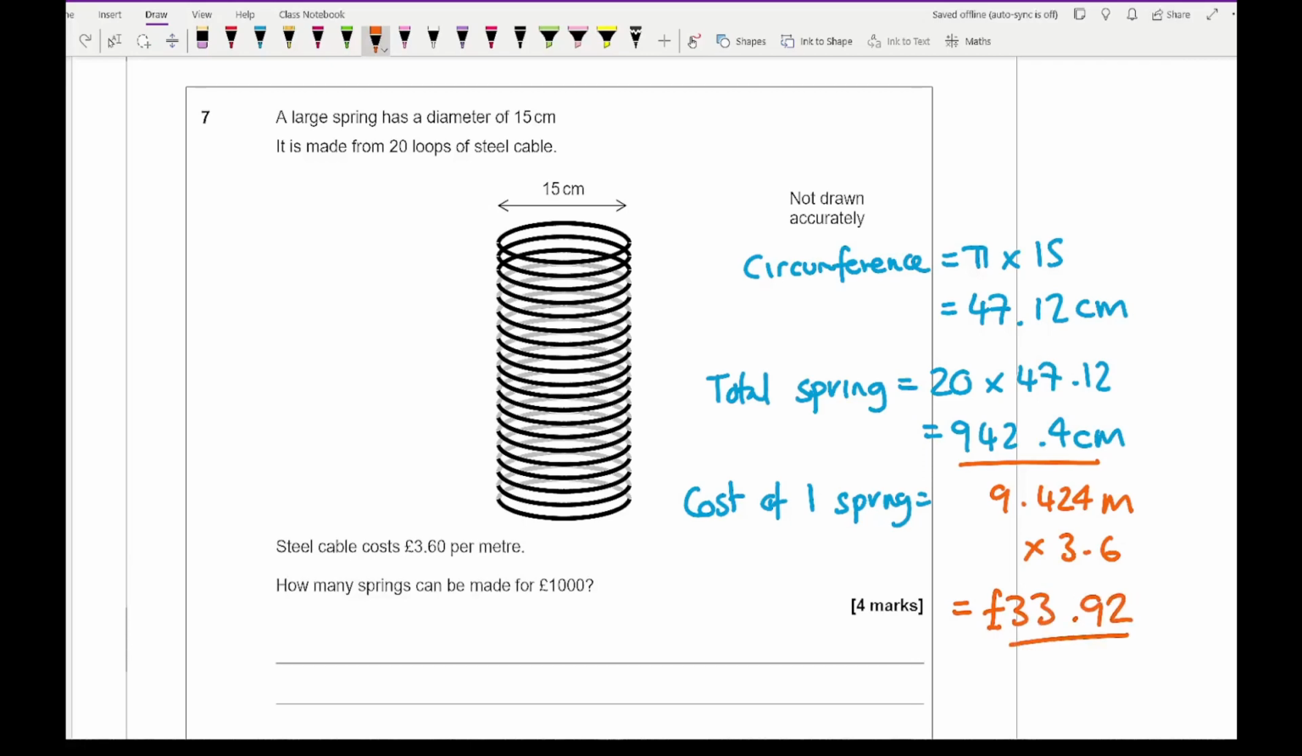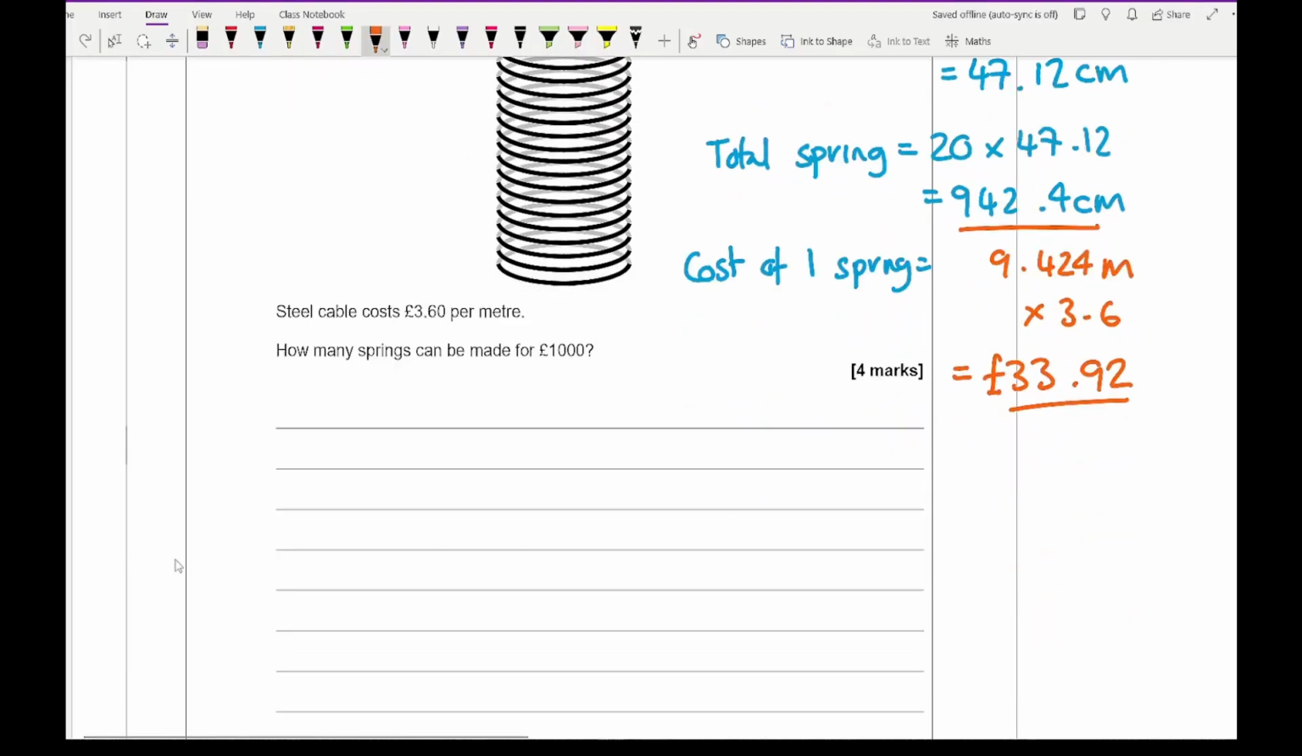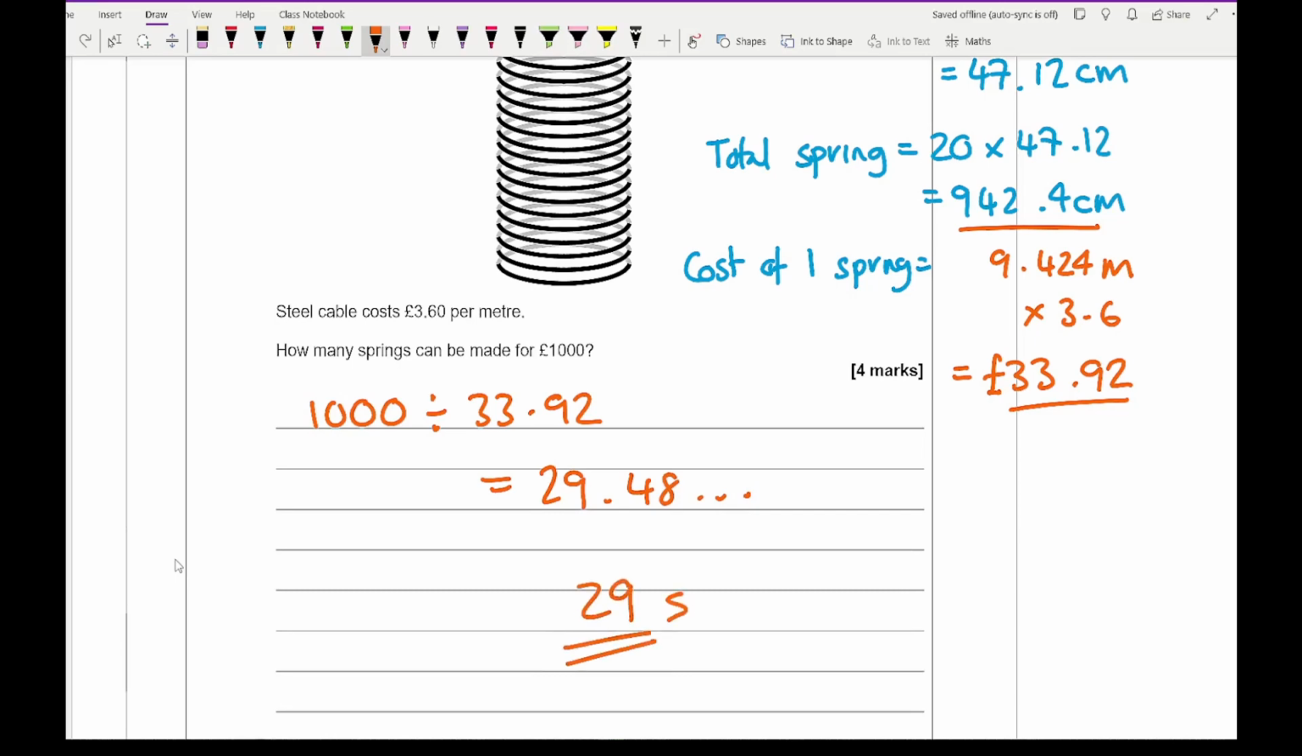£33.92. So then all I want to do is divide 1000 by 33.92. So 1000 divided by 33.92 gives me an answer of 29.48. So how many springs can be made? The answer is 29 springs.